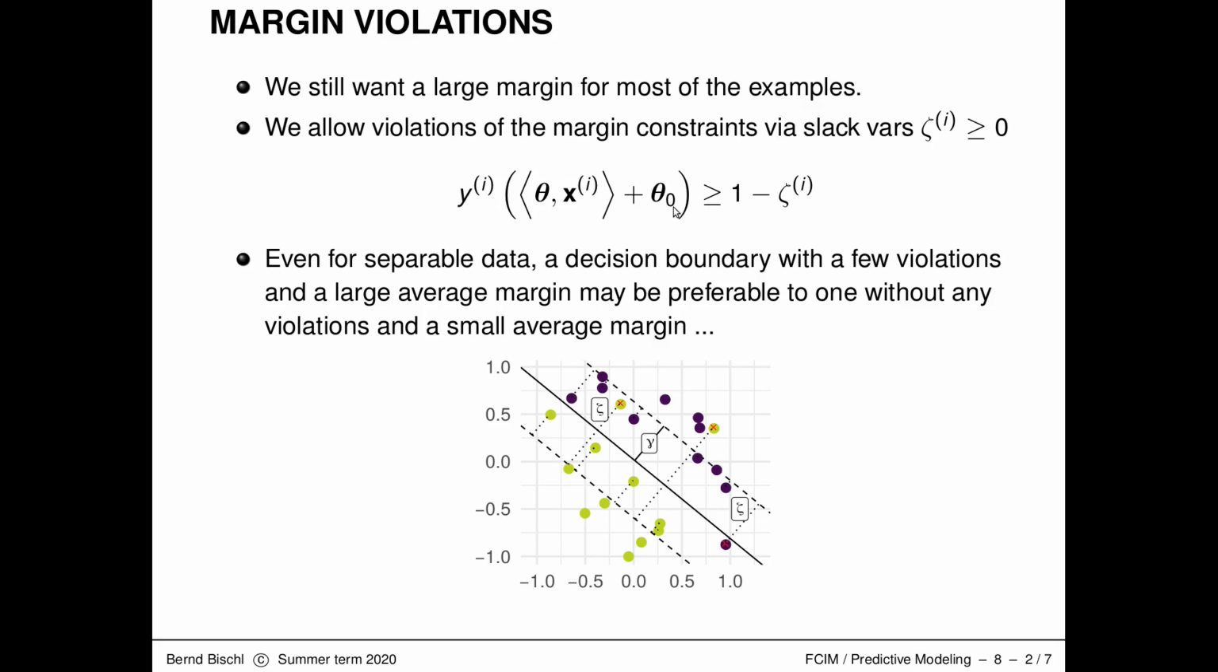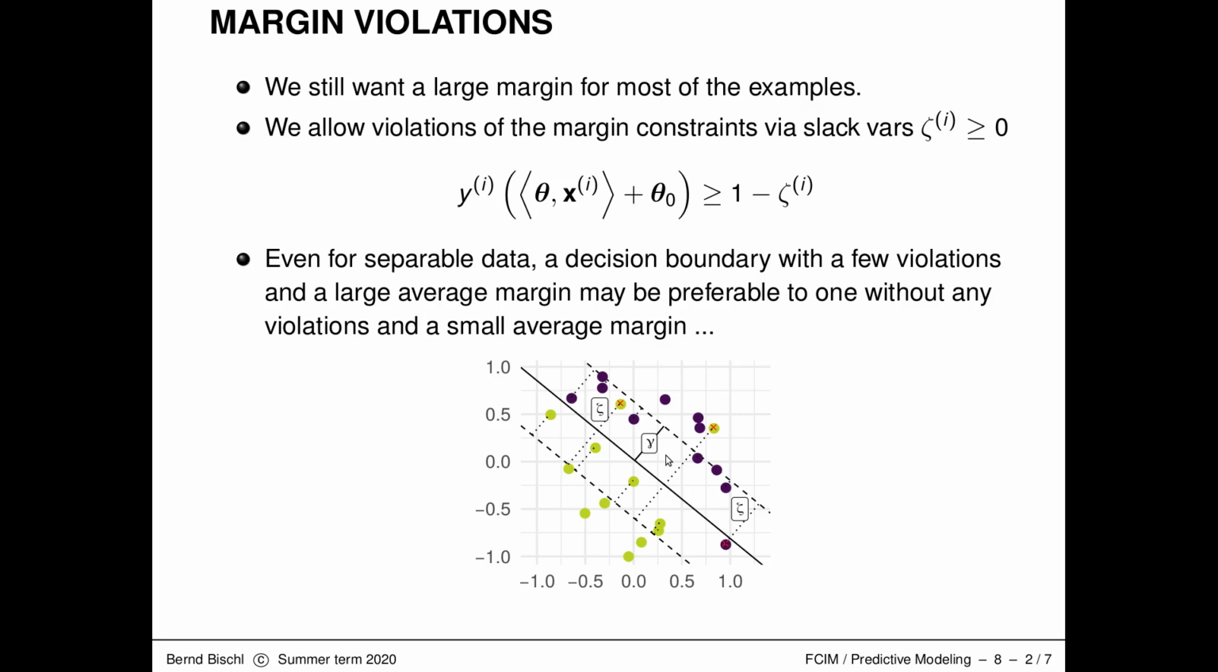Of course, we'd rather not have that happen too often, and we usually want these xi i's to be as small as possible, because otherwise this large margin concept completely vanishes, right? If we allow violations everywhere with a super large value, then we have completely lost this geometric principle that we introduced for the hard margin SVM. And just as a little side comment, even for separable data, a decision boundary with a few violations, think for example about outliers, might actually make sense, because a large average margin with a few violations might be preferable to one without any violations which only has a small geometric margin. So even in the separable case, such an approach might be interesting.